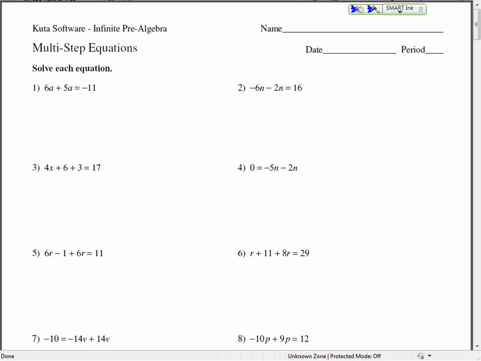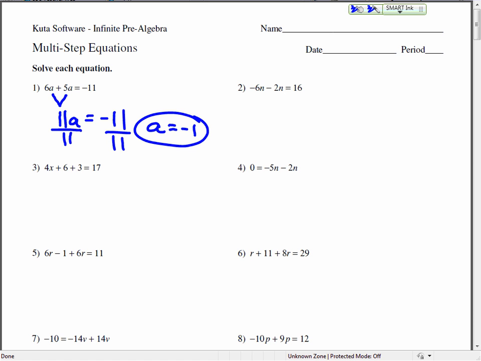Okay, for number 1, I've got 6a plus 5a equals negative 11. So what do I do here? You multiply the like terms? No. You add like terms. Now, do I have any distributive property here? No. So I add like terms on both sides. 6a plus 5a is 11a equals negative 11. How do I solve for a? Divide by 11 on both sides or multiply by the reciprocal, and a equals negative 1.